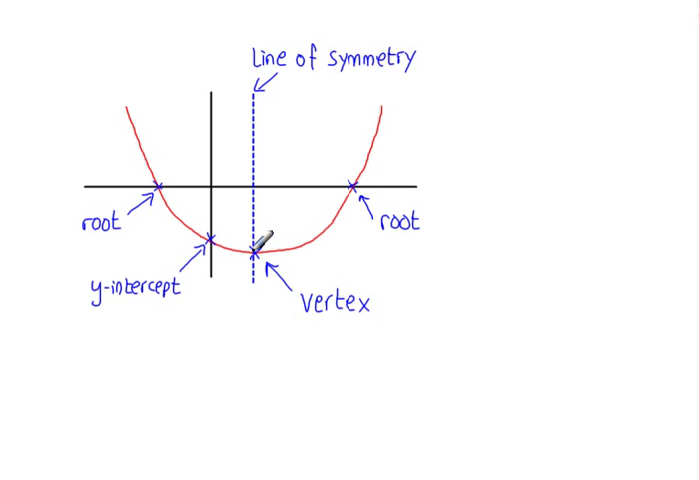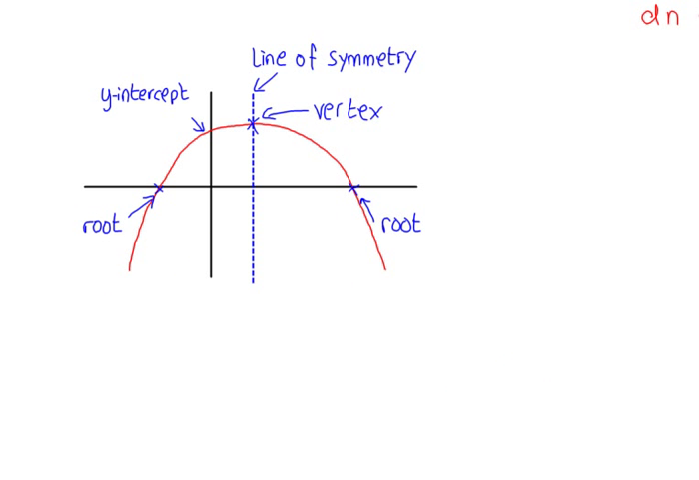The vertex is the lowest point on a U-shaped curve. So for a U-shaped curve, it's the lowest point, and if it was N-shaped, it's the highest point, like this. So typically giving the coordinates for the vertex is a good idea. This is the same thing for a N-shaped curve.